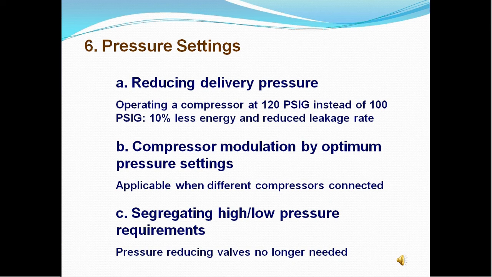Compressor modulation by optimum pressure settings. Very often in an industry, different types, capacities and makes of compressors are connected to a common distribution network. In such situations, proper selection of a right combination of compressors and optimal modulation of different compressors can conserve energy. For example, where more than one compressor feeds a common header, compressors have to be operated in such a way that the cost of compressed air generation is minimal.